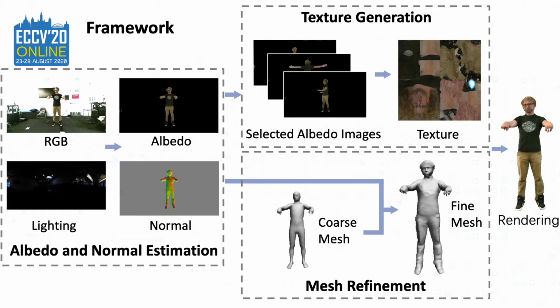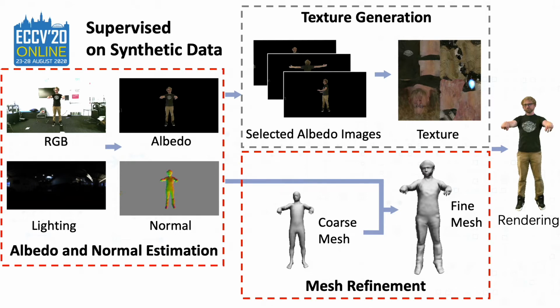Our framework consists of 3 modules: albedo and normal estimation, texture generation, and mesh refinement. Albedo and normal estimation takes an RGB image and spherical harmonics lighting and estimates texture and geometry information in the form of albedo and normal images. Texture generation selects key albedo frames and generates a high-resolution texture map from them. Mesh refinement takes a coarse mesh from RGB-D tracking and the normal image and estimates a refined mesh.